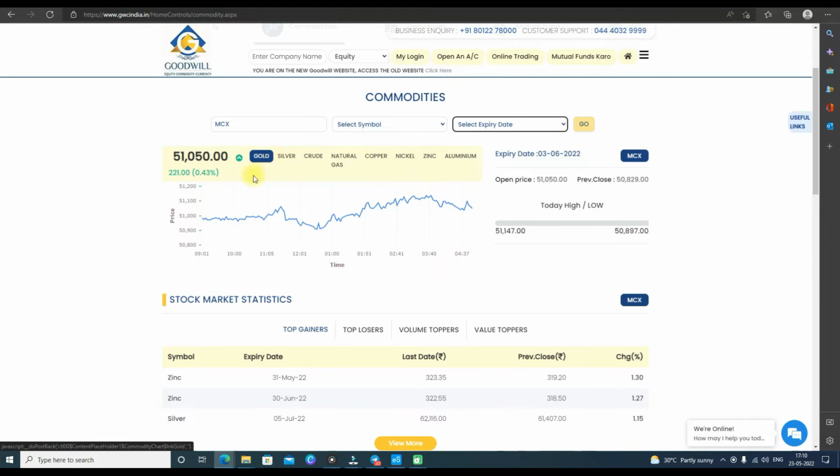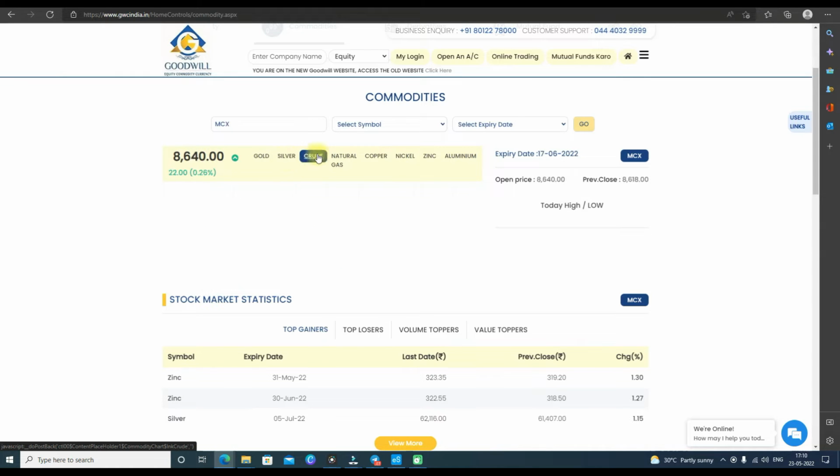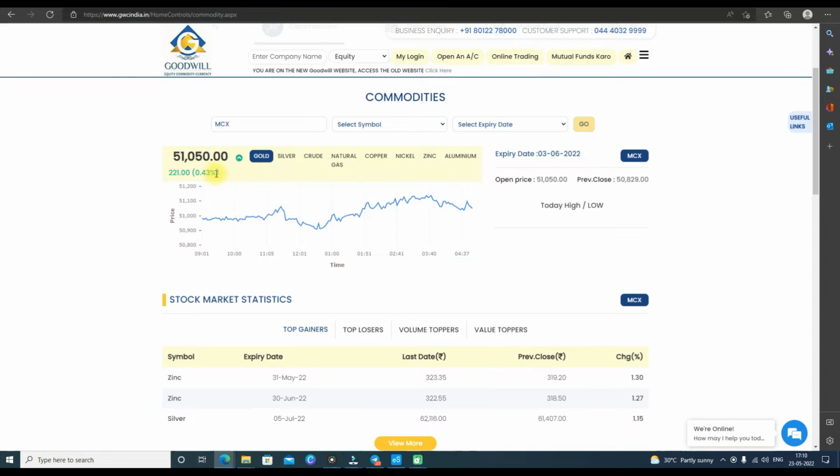Talking about gold, we had the opening price of rupees 51,050 and the previous closing price of gold was 50,829, while today's high for gold was 51,147 and the low was 50,897. Similarly, we can track silver, crude, natural gas, and so on. From here you can see the change in terms of percentage, that is 0.43% for gold.